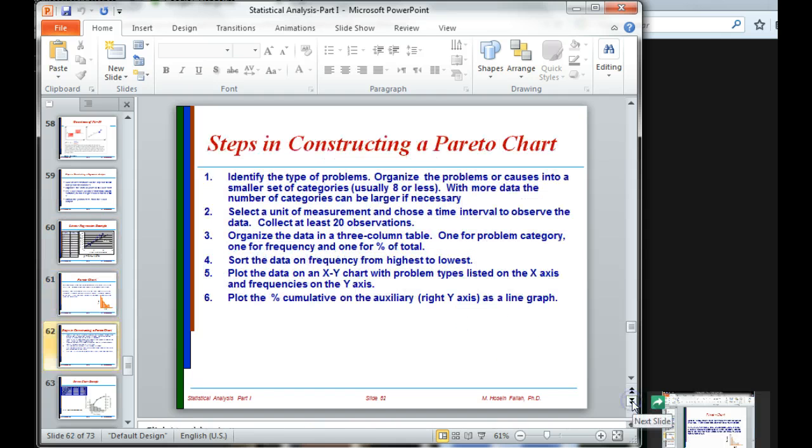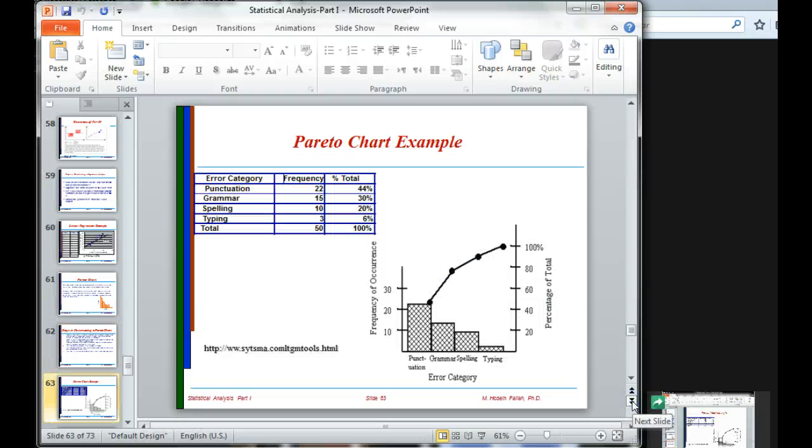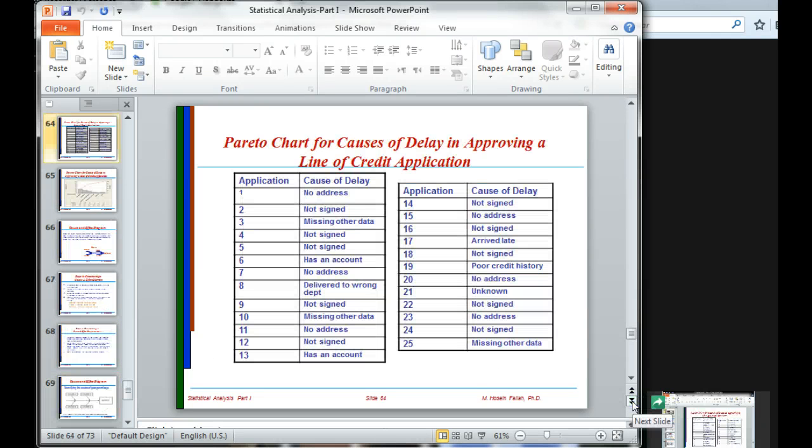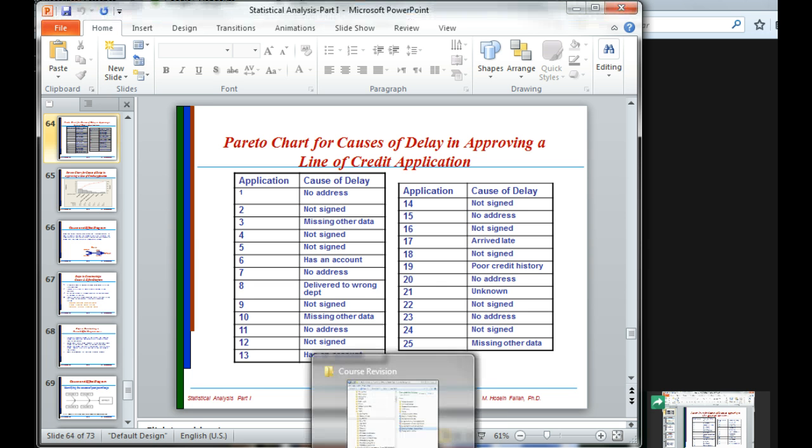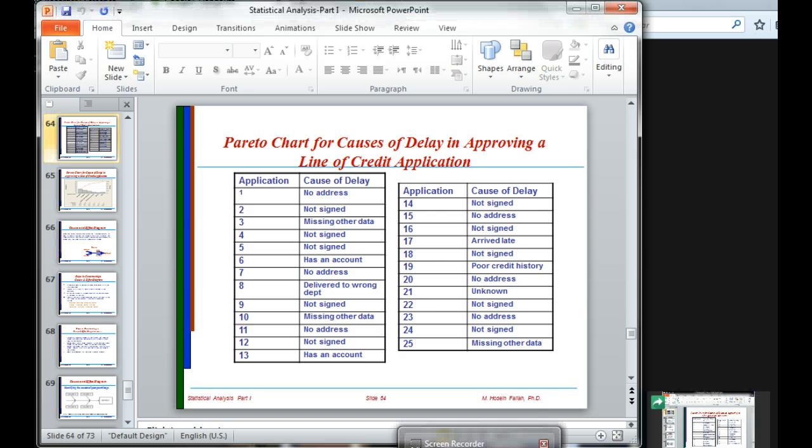And I already went through the Pareto chart, and it shows how you do that. I did the calculation. It's a different example of a Pareto chart. Let's say that you were in banks, with people filing applications for credit, and somebody reviews those applications, and if there's a problem with one, it would delay the process. So in this particular example, there was one that didn't have an address typed on it, or didn't have a signature, or was missing some other data.